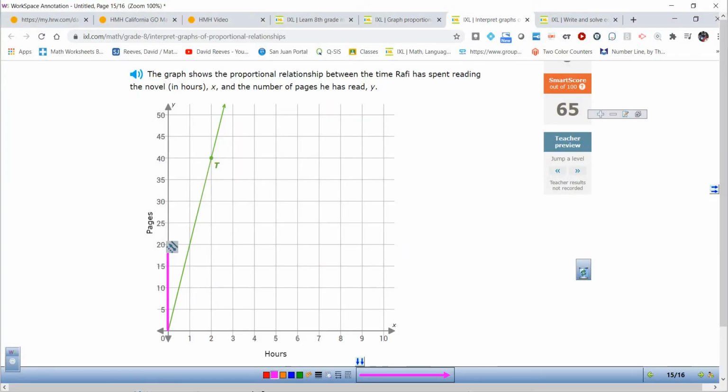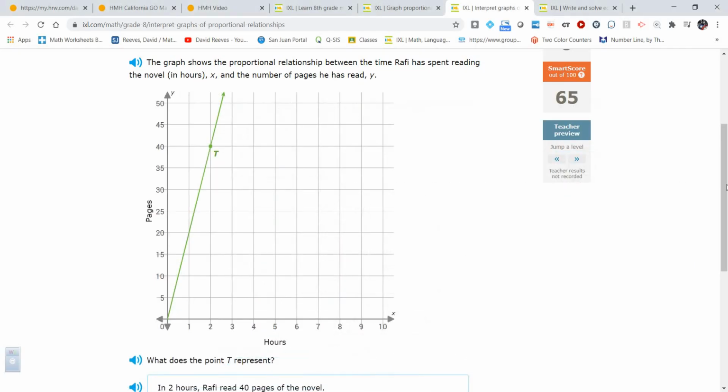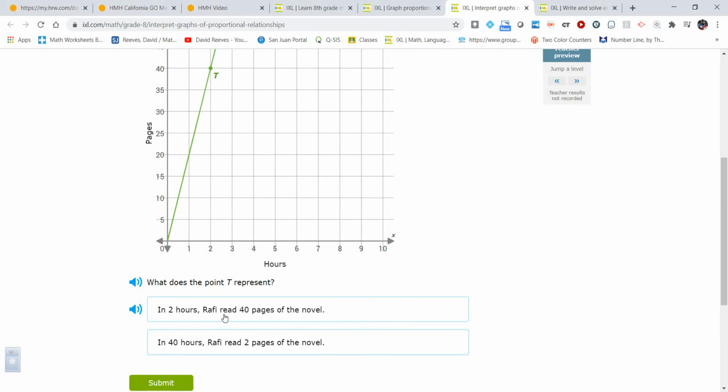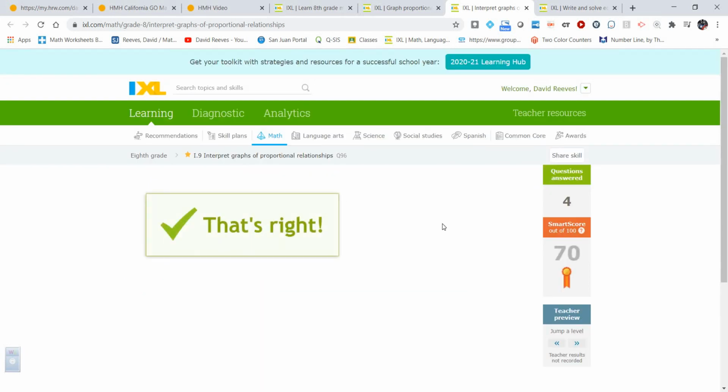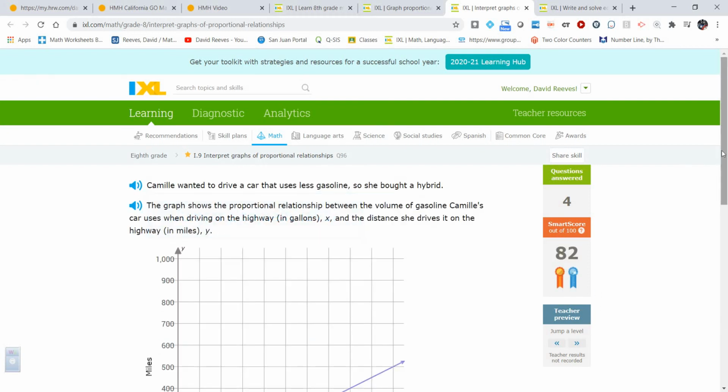2 hours, 40 pages. So that means he reads 20 pages per hour. And again, you'll see if I go up 20, it goes over 1 hour. If I go up another 20, it goes over 2 hours. So the slope of this line is 20. That gives us his unit rate of 20 pages per hour. Sorry, my apologies, 2 hours to read 40 pages. 40 hours to read 2 pages would not be such great reading skills, huh?